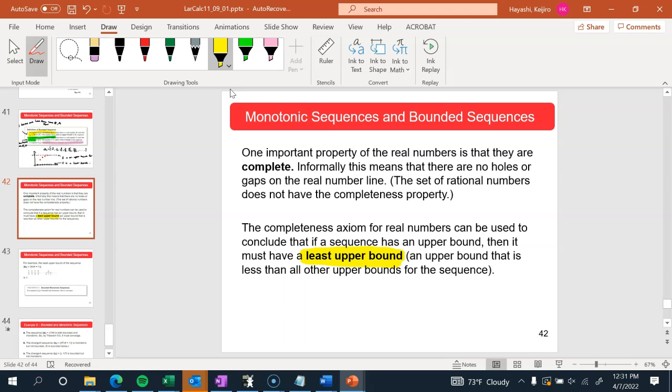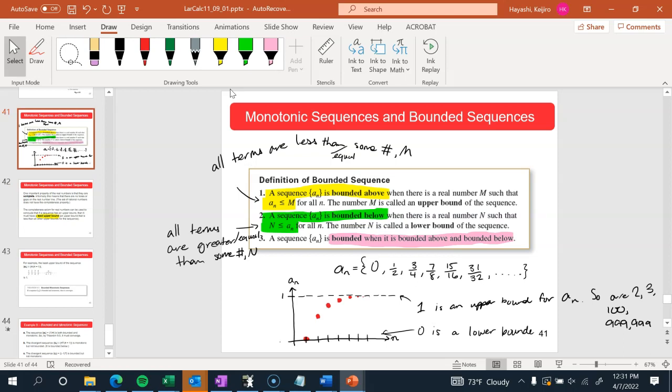So if we look back at the sequence, there are a lot of upper bounds, right? There's 1, there's 2, there's 3, there's 100, there's 999,999. Those are all upper bounds. But the lowest that you can go while still being an upper bound is 1. Any lower than 1, even if you do 0.999999, the sequence is going to touch and go past that eventually, just because it gets so infinitesimally close to 1. So 1 is the least upper bound out of all the upper bounds.